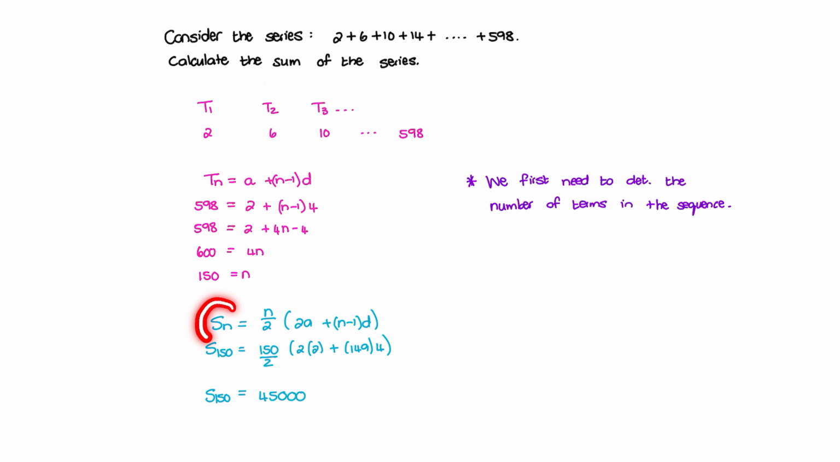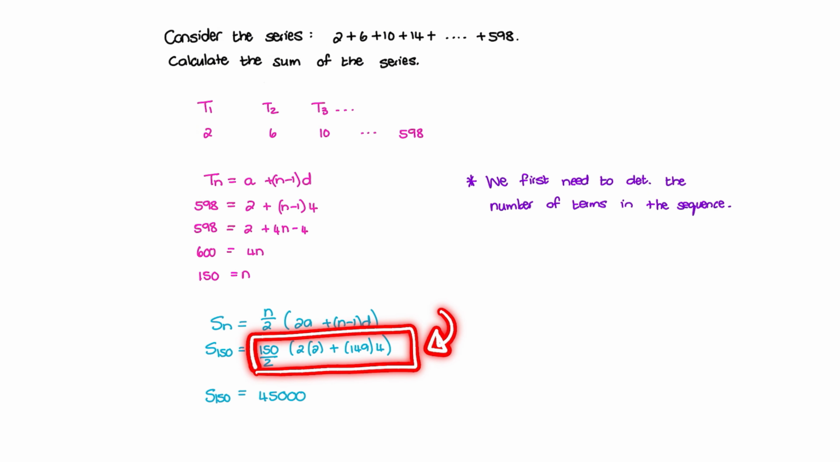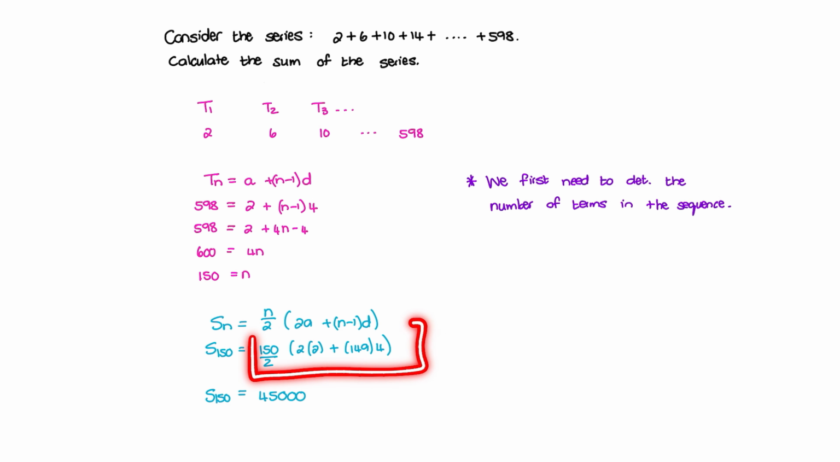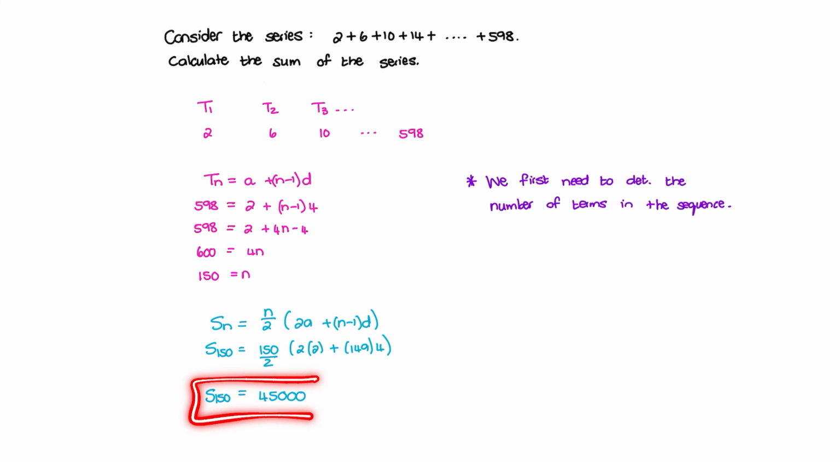Now that we have the number of terms, we can use our Sn formula as explained in previous videos. So n is 150, the value of a is the first term, which is 2, and the value of d is 4, because that's the difference between terms. Now you can substitute those values into your equation, and remember this equation is available on the formula sheet. Once you have substituted, you can use your calculator, and then the final answer is 45,000.